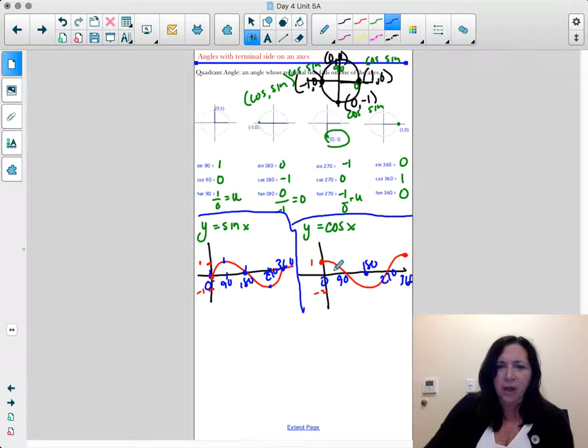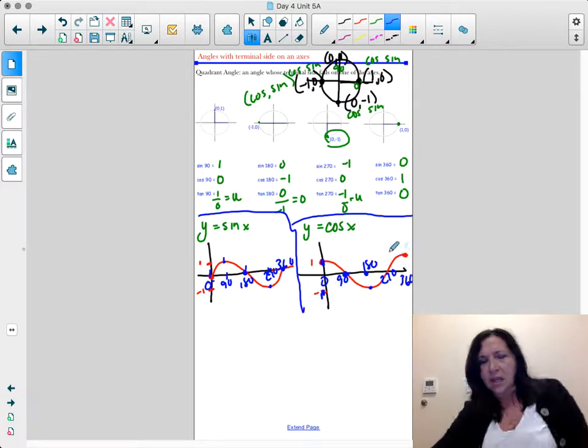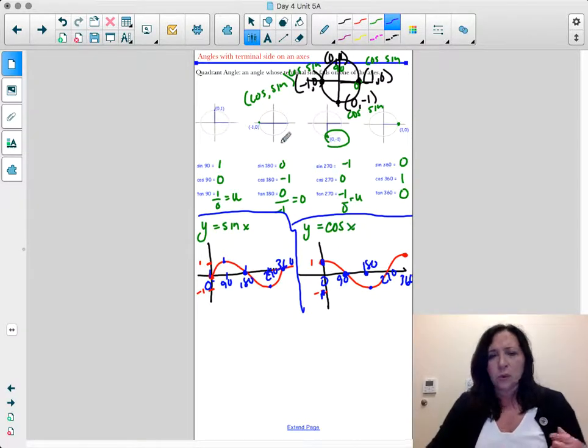Likewise, for cosine, you've got cosine of 0 is 1. Cosine of 90 is 0. That's right there. Cosine of 180 is -1. And cosine of 360 is 1. So you have options on how to figure out which ones you want to use.